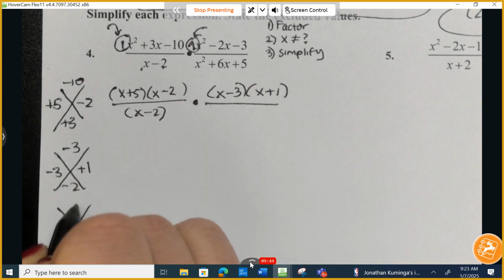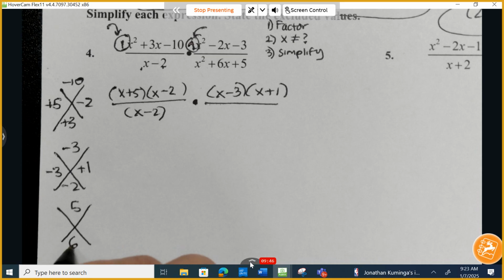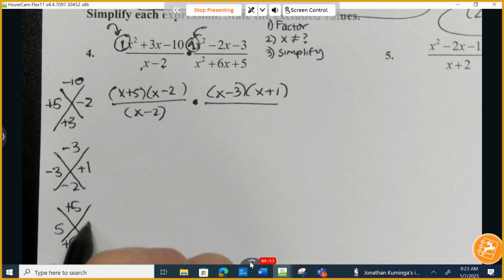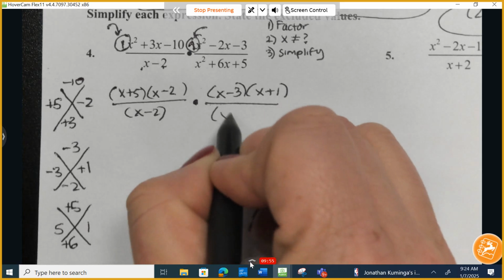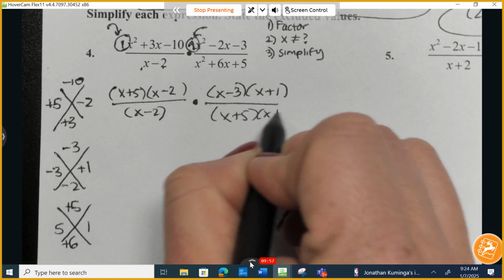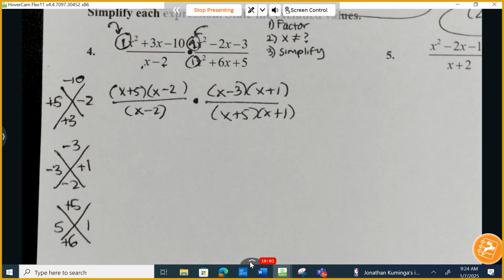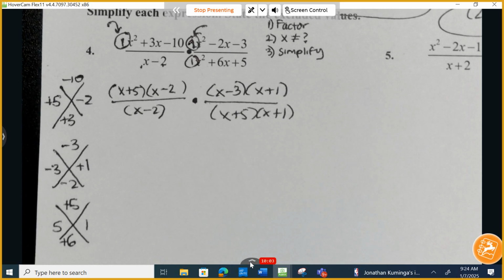What multiplies to equal positive 5 and combines to give us 6? Same sign and both positive. That would be 5 and 1. They multiply and they add. So x plus 5 and x plus 1. Again, the leading coefficient is 1. That's simple math. Okay, so I have factored everything out if possible. I've done step number 1.